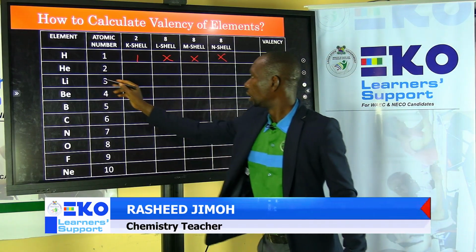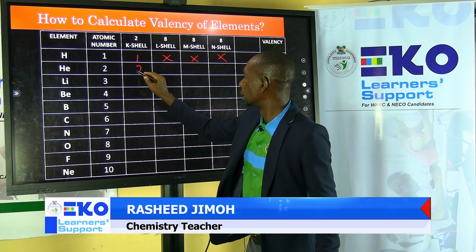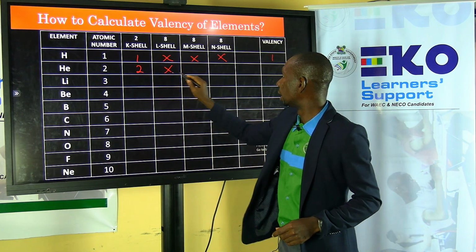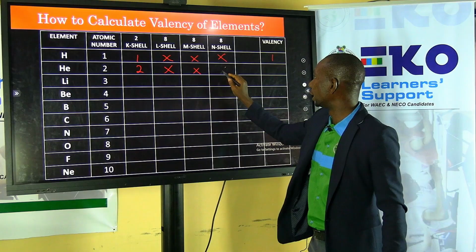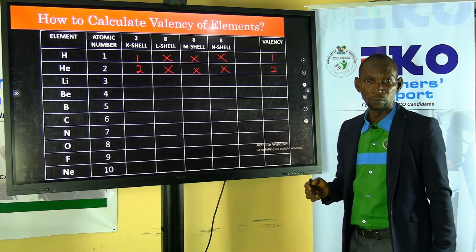So let's go. Helium has atomic number 2. So in the K shell, it's going to have 2 electrons there. In the L, no electron. In the M, no electron. In the N, no electron. And so its valency is 2.